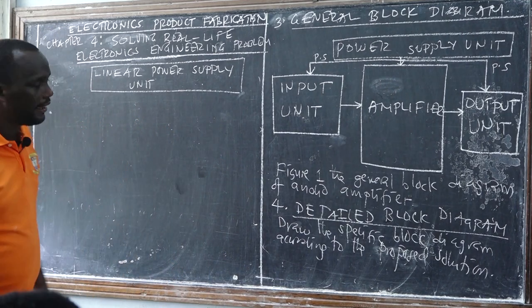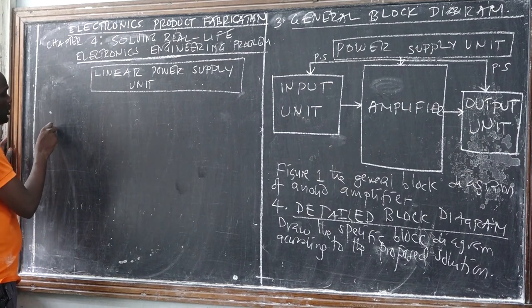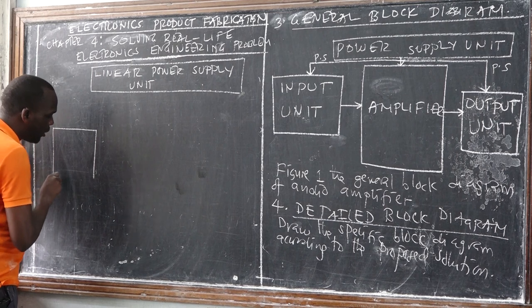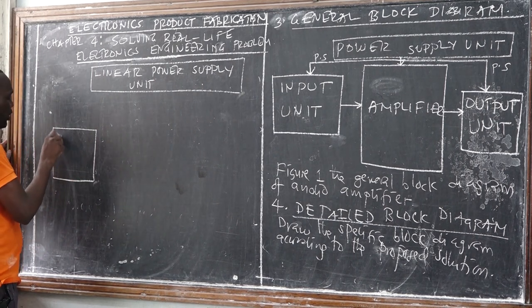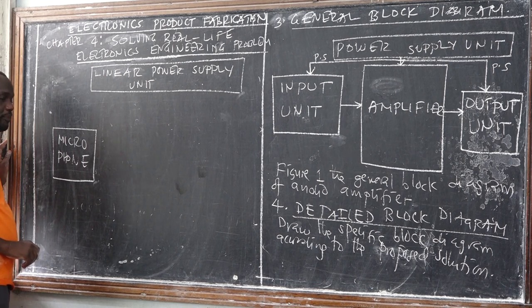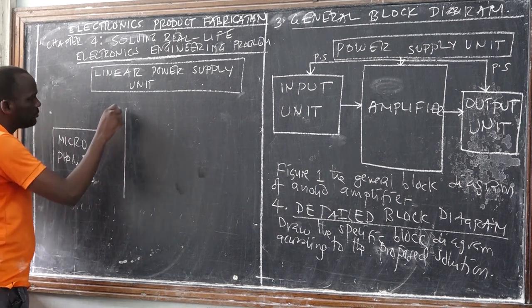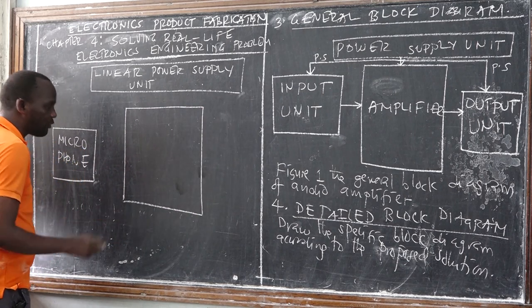Then I have the input unit. In the case of the input unit, I just need to capture the audio signal. So to capture the audio signal, I will have the microphone as a separate component. Then I will have the amplifier as the control unit.